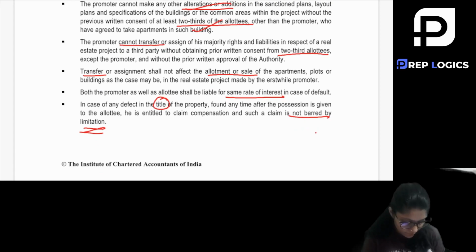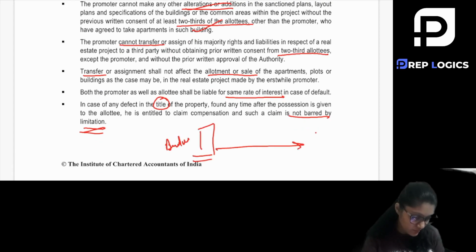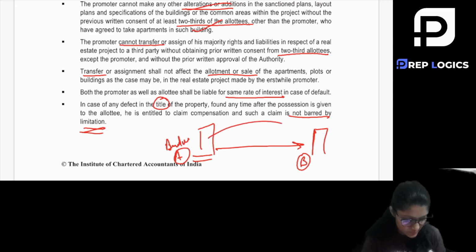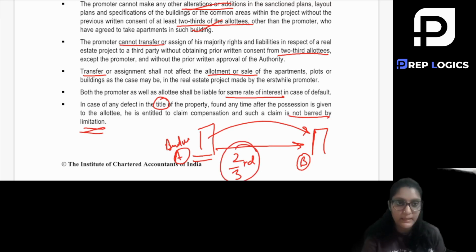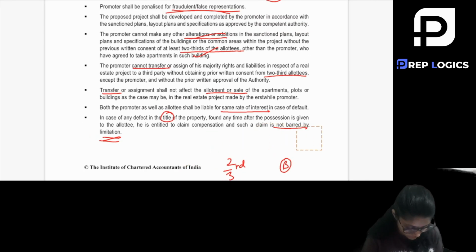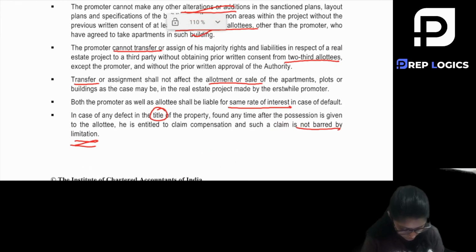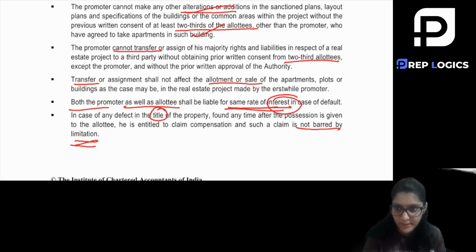Suppose the builder is building the real estate project, and suppose he wants to transfer it, that now builder A will not build it, builder B will build it. So can he transfer the real estate project to another builder, to another promoter? Yes, he can do that if he obtained 2/3 of the allottee permission. If he has obtained 2/3 of allottee permission, he can transfer it. Both promoter as well as allottee are liable for the same rate that we have already covered.